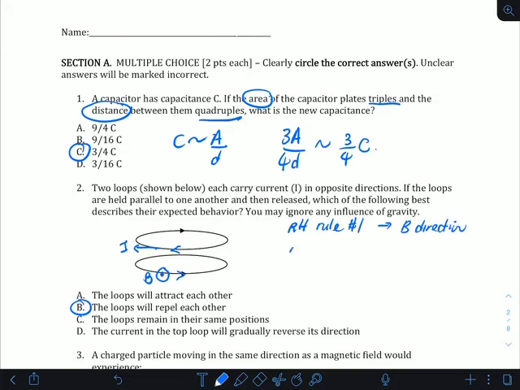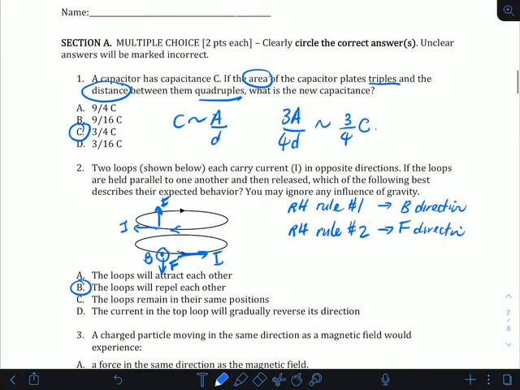And then I would use right-hand rule number 2 to get the force direction. So to do that, I put my fingers in the direction of the current, and then I curl my fingers upwards to the magnetic field, and then find that the force is that way. If I were to do that to this loop, I'd also find a force outwards. So yes, the loops will repel one another.